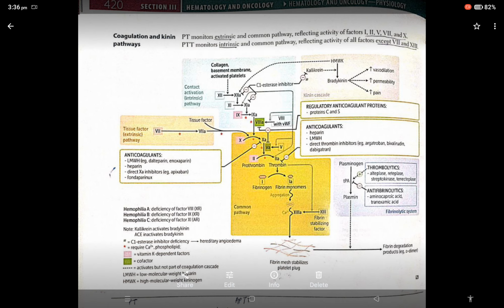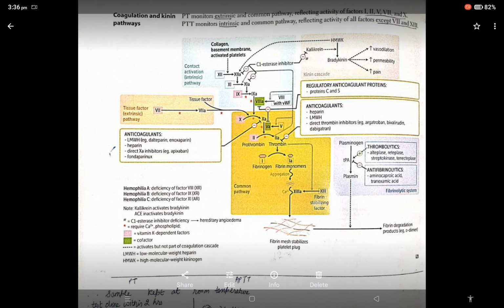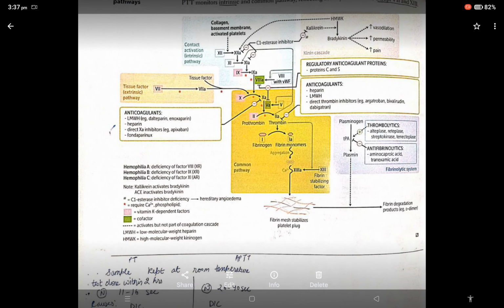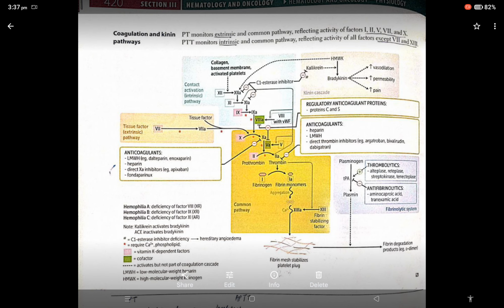Then high molecular weight kininogen is converted to bradykinin, which increases vasodilation, permeability and pain, and it is inhibited by kallikrein. C1 esterase inhibitor inhibits factor 12 and factor 11a. Regulatory anticoagulant proteins are protein C and protein S. Anticoagulants are heparin, low molecular weight heparin and direct thrombin inhibitors: argatroban, bivalirudin and dabigatran.